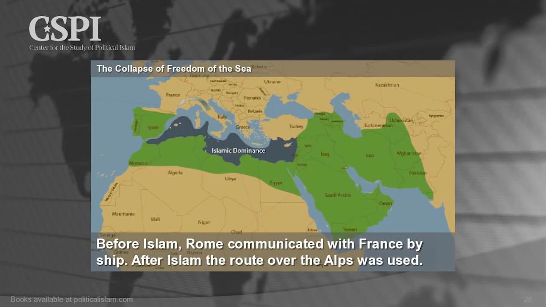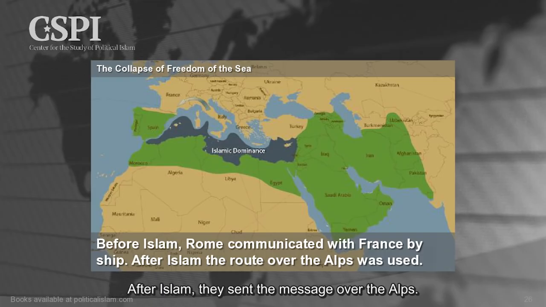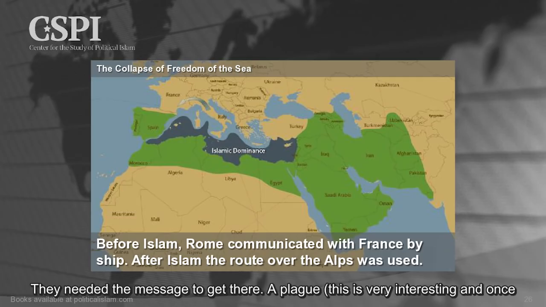Before Islam, Rome communicated with France by ship. After Islam, they sent the message over the Alps. Why? It was too dangerous. They needed the message to get there.